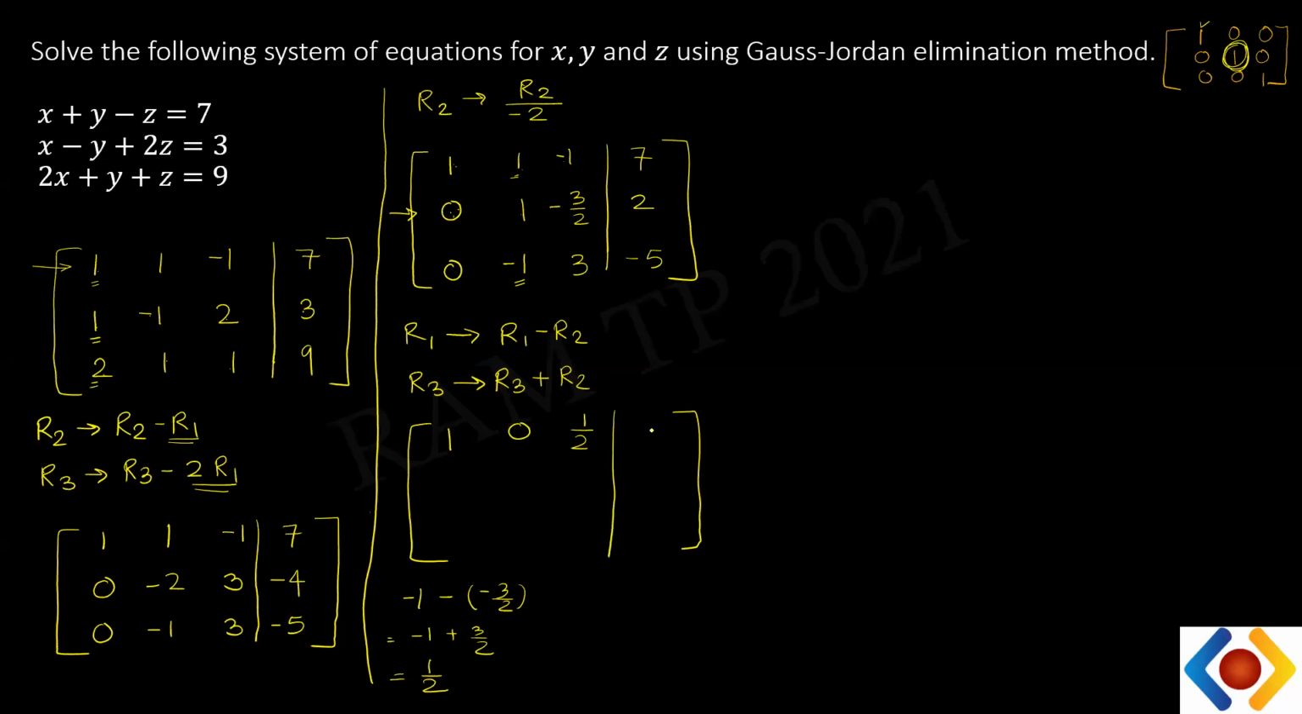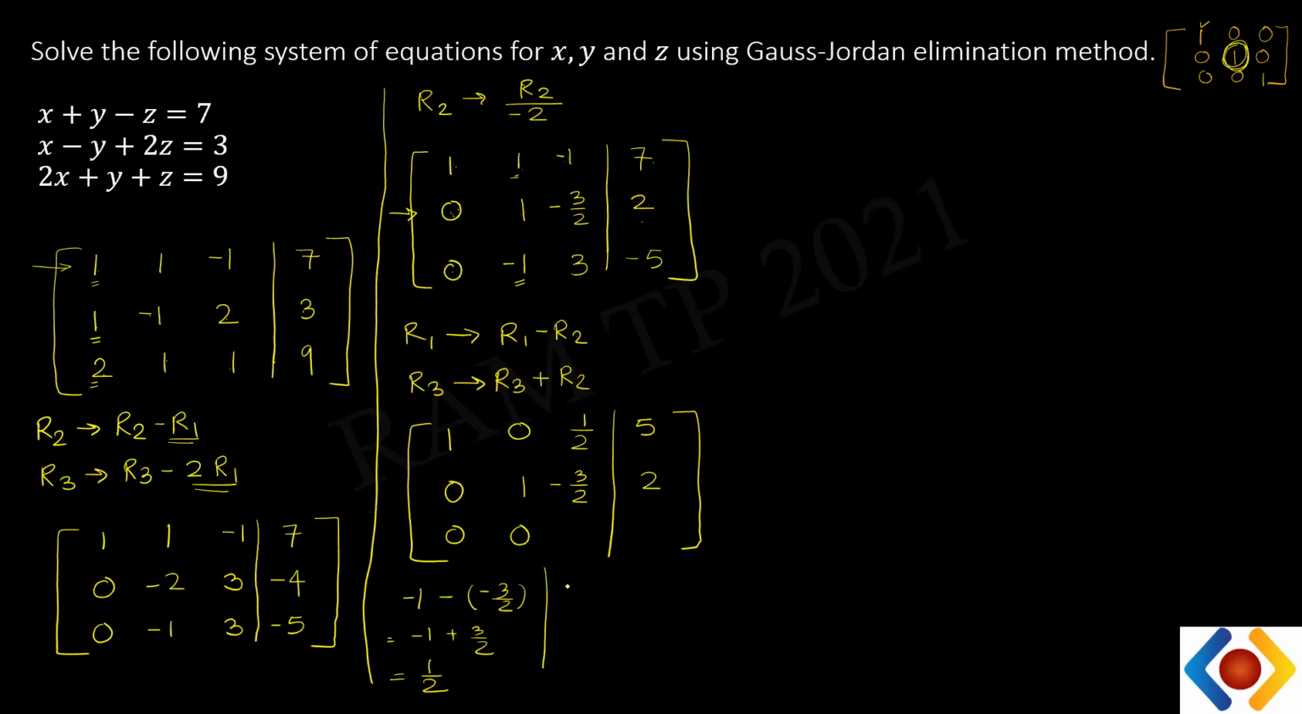Okay. R1 minus R2: 7 minus 2. What is 7 minus 2? 5. Okay. Row 2, we are not changing anything. Let's write down as it is: 0, 1, negative 3 by 2, and 2. Okay. Row 3, we are doing R3 plus R2. So 0 plus 0, 0. Minus 1 plus 1, 0.